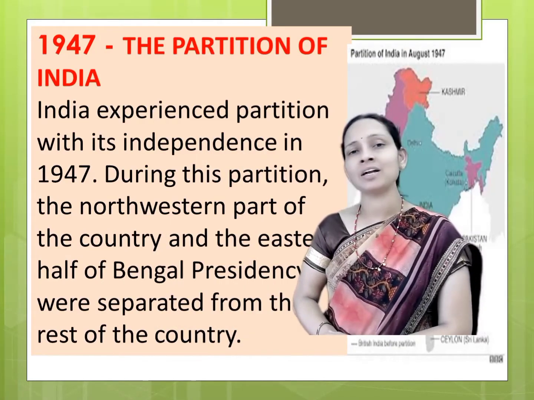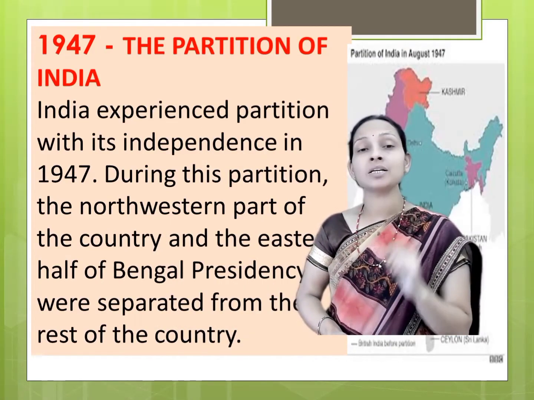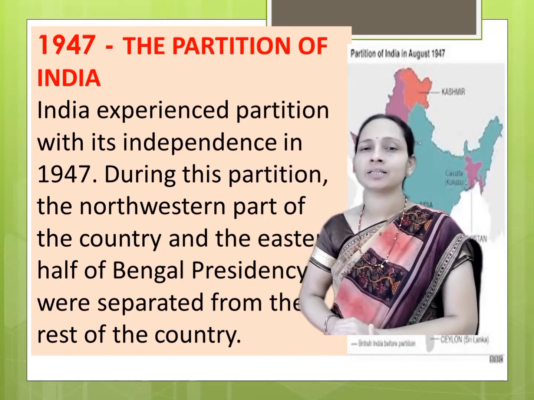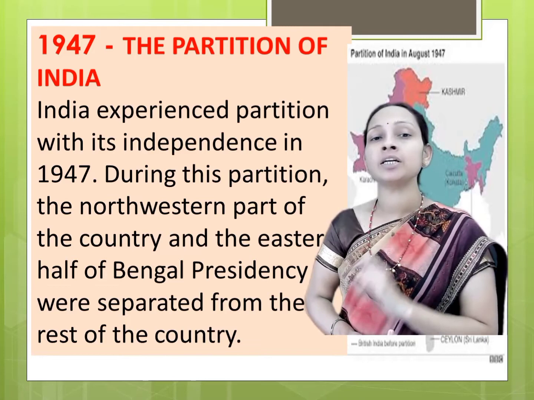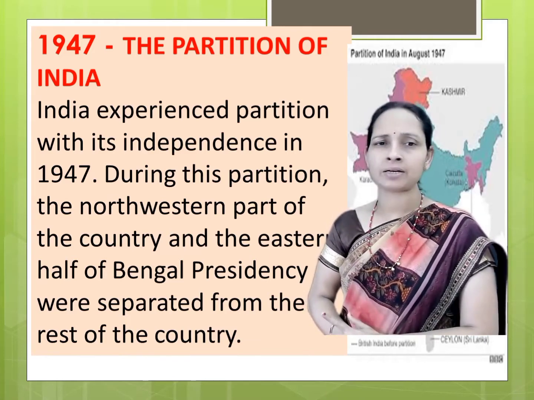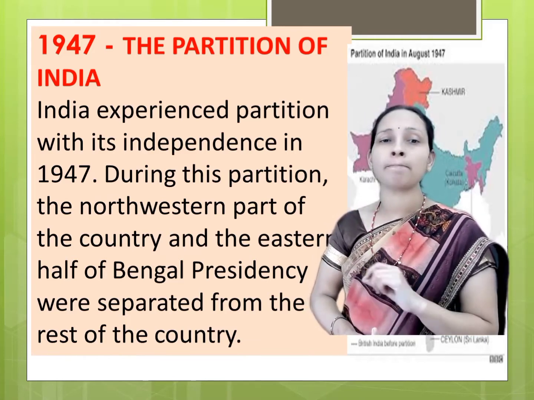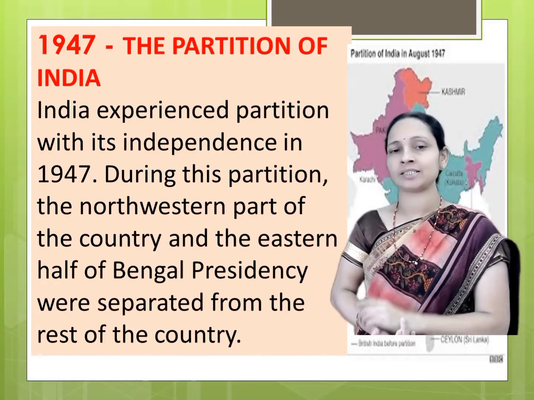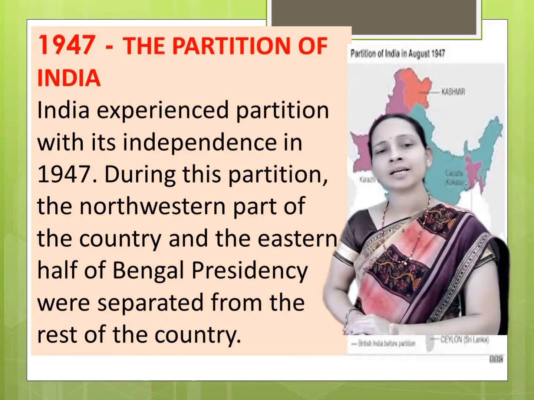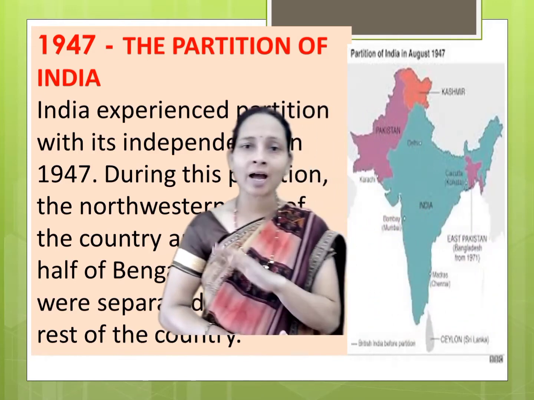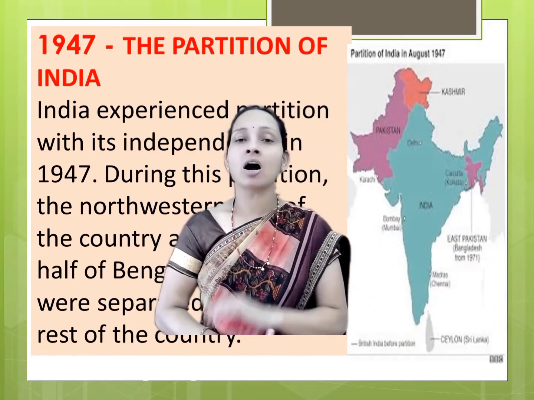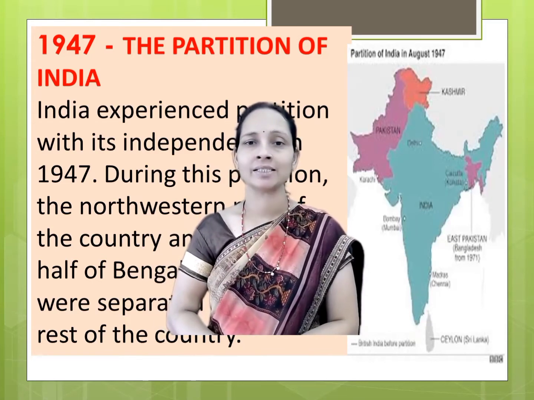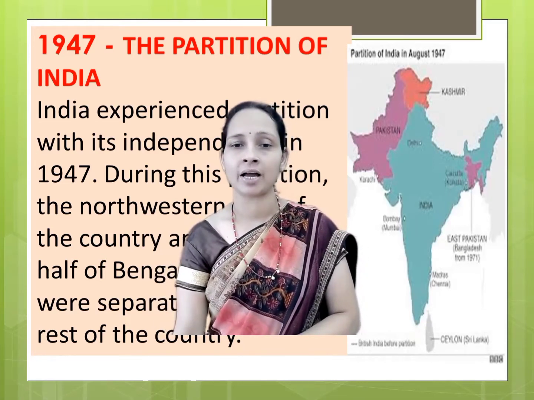Let's see about 1947, the partition of India. India experienced a partition with its independence in 1947. During this partition, the northwestern part of the country and the eastern half of Bengal presidency were separated from the rest of the country. Here we have the image which symbolizes how the northwestern and eastern parts of Bengal presidency were separated from India.